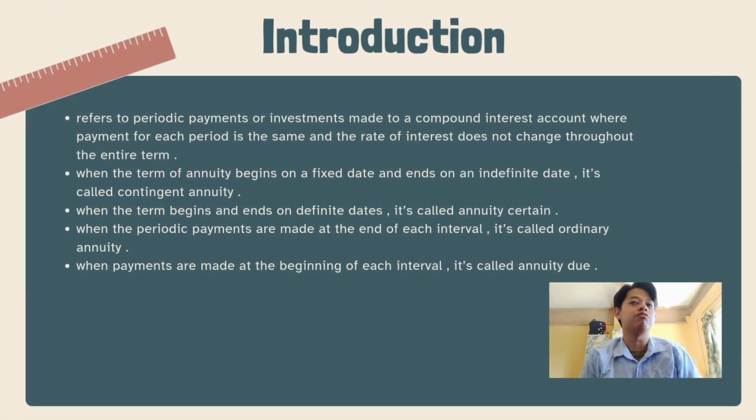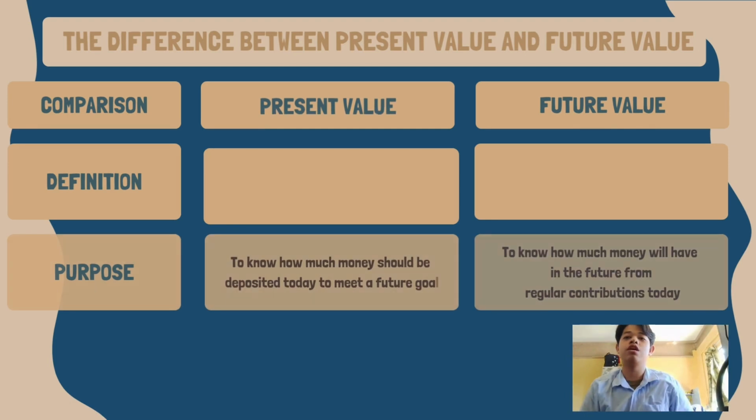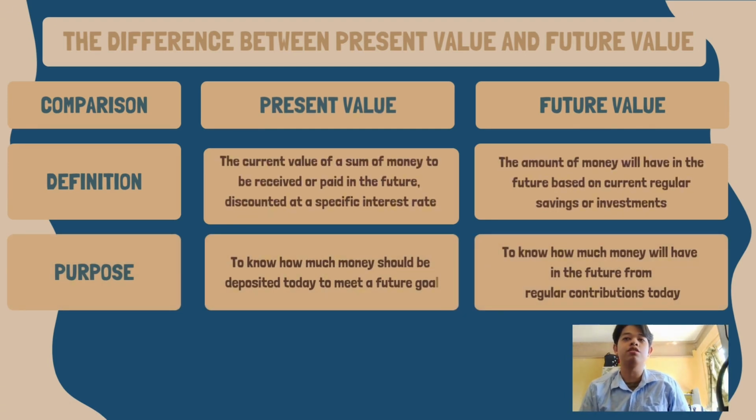So today I'm going to introduce annuity. An annuity is a series of equal-period payments or an investment method, a compound interest account, where we make the same payment for each period at a given rate of interest. Next slide, the comparison of present value and future value.